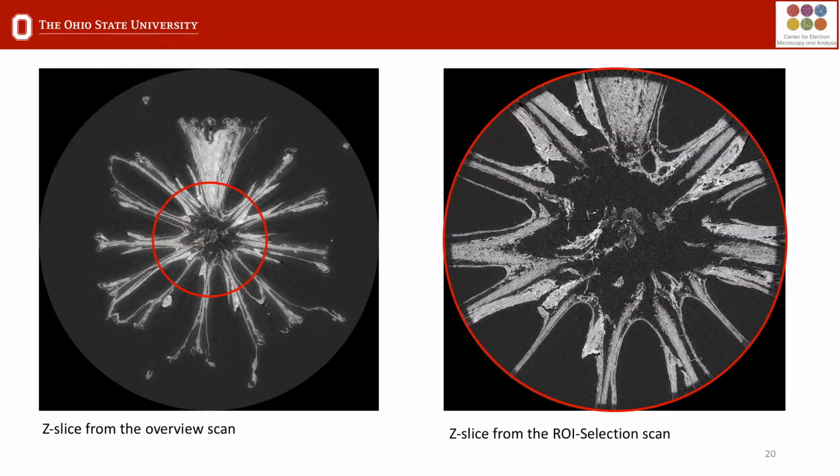The image on the left-hand side shows a 2D slice from the overview scan. The red circle shows approximately where the region of interest scan was taken. On the right-hand side, you can see a slice from the reconstructed ROI. In this sample, I performed the region of interest scan in the center of the sample. However, the HeliScan can also perform off-axis region of interest scanning.